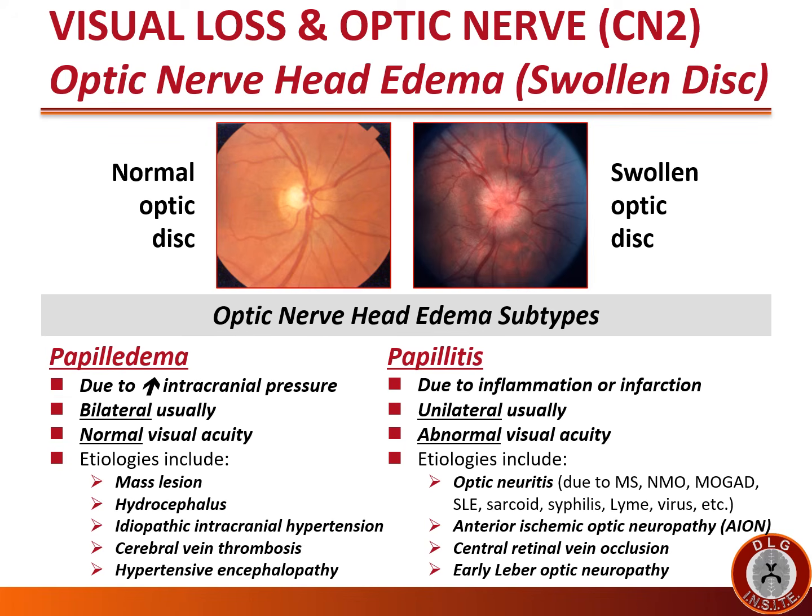On this slide, you see a normal optic disc on the left and a swollen one on the right. And guess what? You can't tell if this is papilledema or papillitis without knowing something else about the history. If you know more about the history of your exam, you can call it papilledema or papillitis, such as, is it bilateral? Is there a visual acuity loss? And what else is going on with this patient?